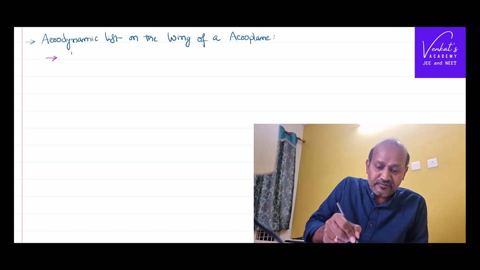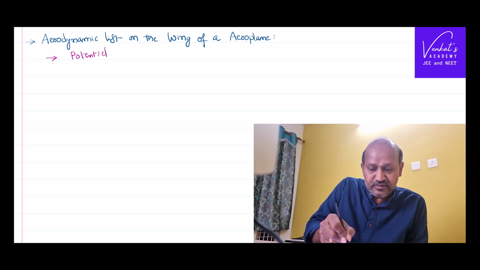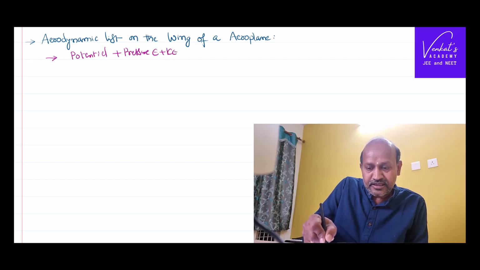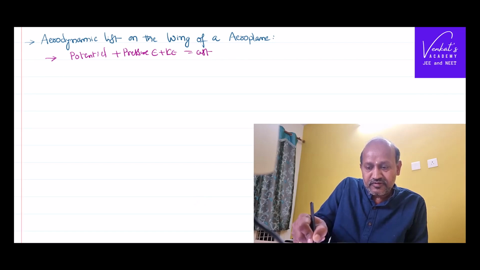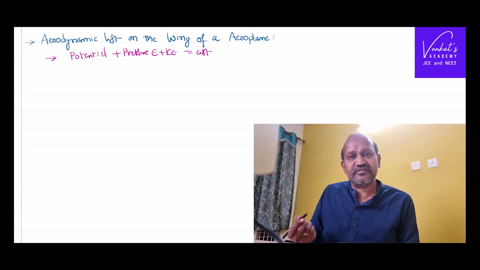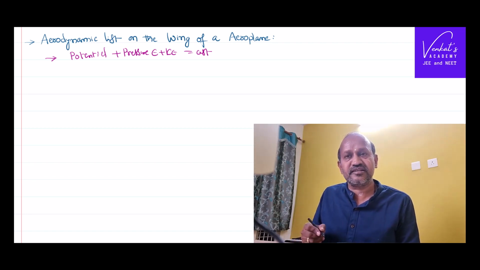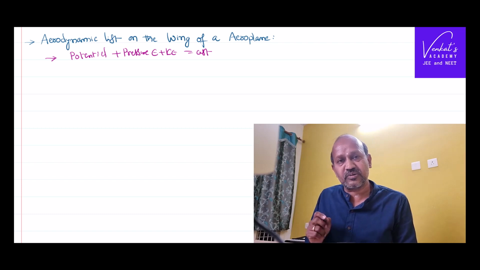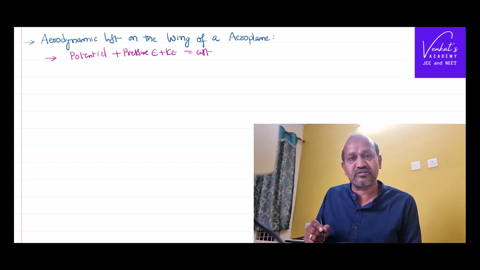The sum of potential energy, pressure energy, and kinetic energy per unit mass always remains constant. That means it's like a conservation of energy. If one energy increases, the other energy decreases, but the total energy of the system always remains constant.